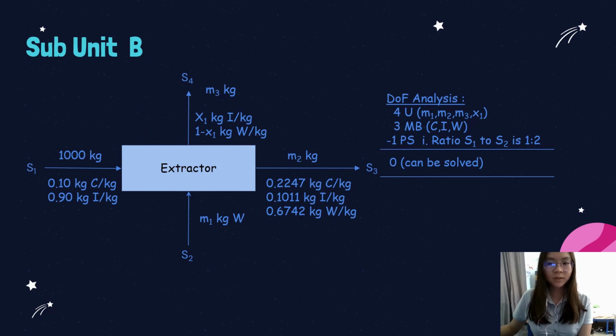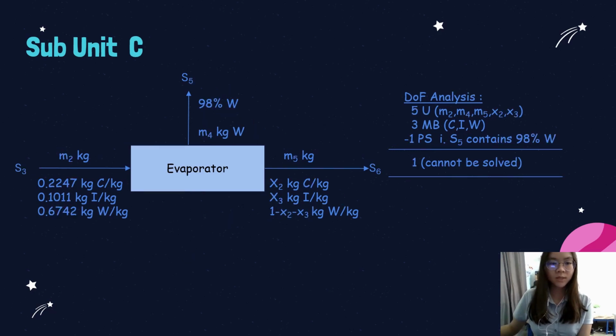For subunit B, we found that there are 4 unknowns, which are M1, M2, M3, and X1. There are 3 material balances, which are C, I, W, and 1 process spec, which is the ratio of S1 to S2 is 1 to 2. So 4 minus 4 equals 0, so it can be solved. And the last one is subunit C, which has 5 unknowns, which are M2, M4, M5, X2, and X3. There are 3 material balances, which are C, I, W, and 1 process spec, which is S5 contains 98% of W. So 5 minus 4 equals 1, so it cannot be solved.